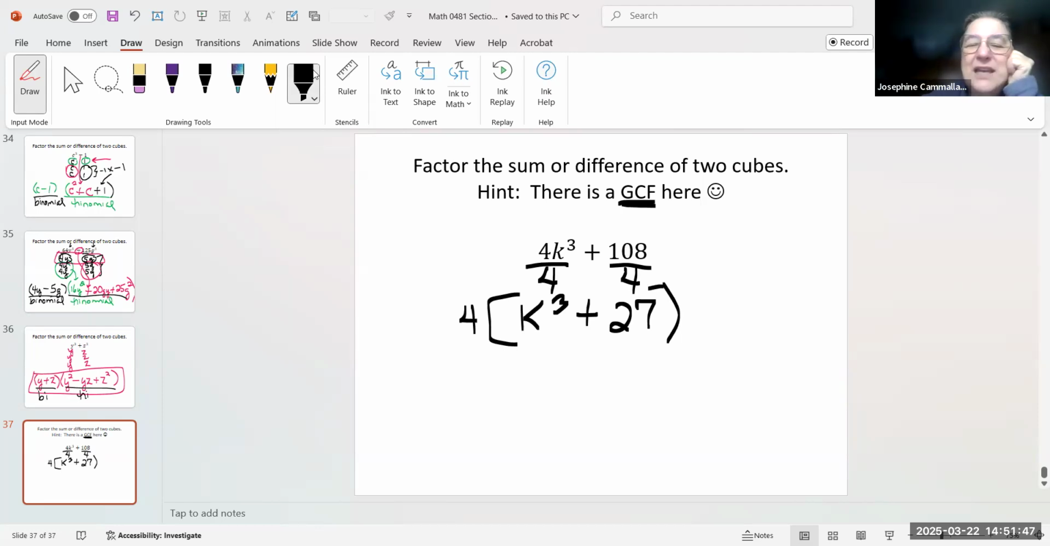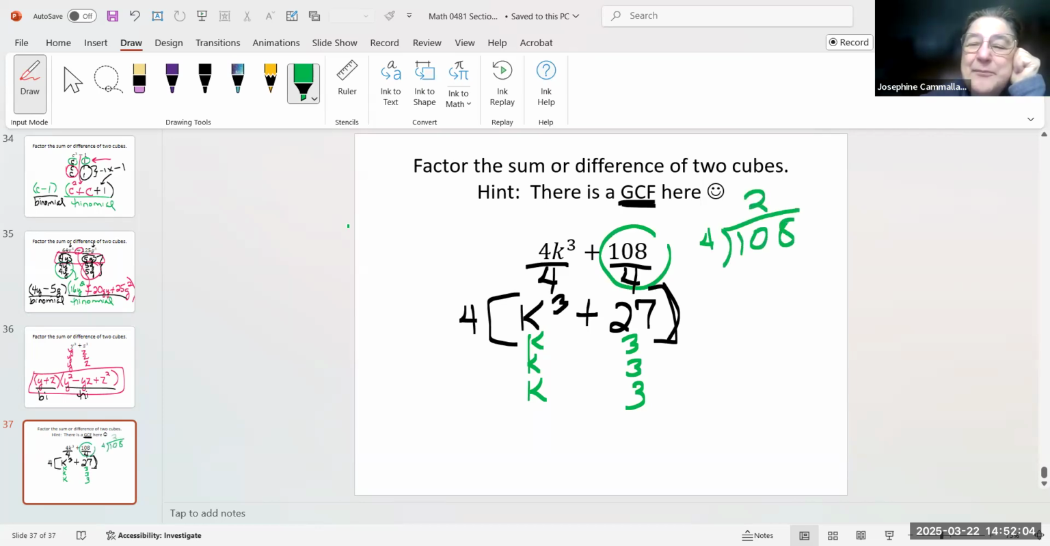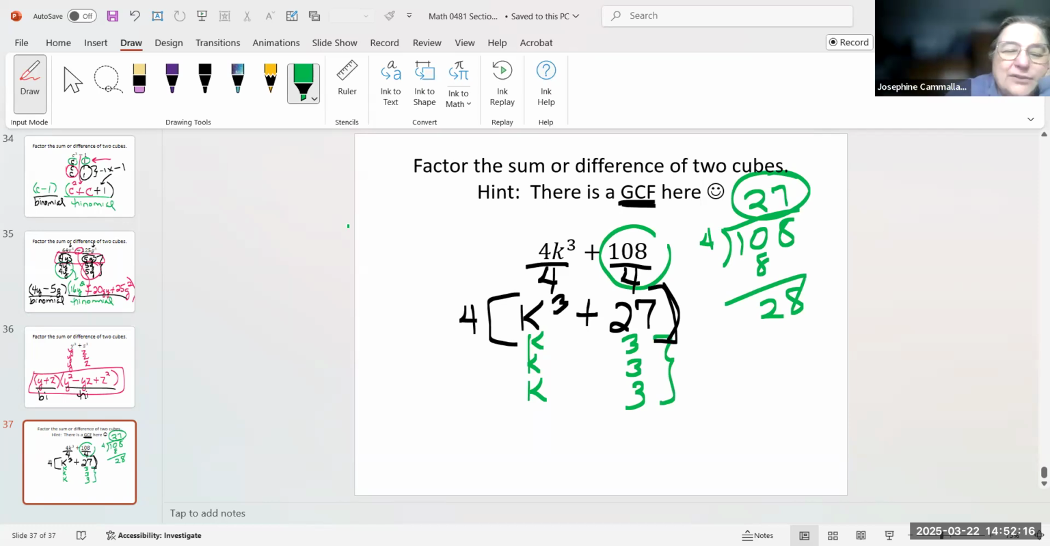Oh, this is so nice because this is k, 3, 3, 3. When I divide 4 into 108, I get 27. 27 has 3 identical factors. Okay, so that means out in front, there's my 4. This will be k plus 3. That's this k and this 3.